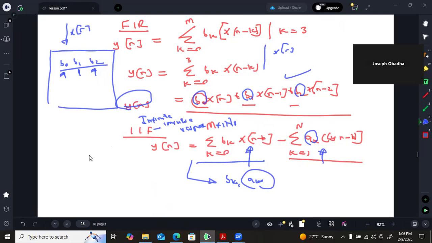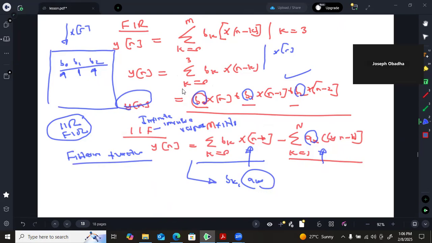So let's say we have a filtering function to be performed. This can be realized by using either an IIR filter or an FIR filter. Either of them will do the filtering, but there will be a difference in terms of implementation, in terms of the coefficients required.